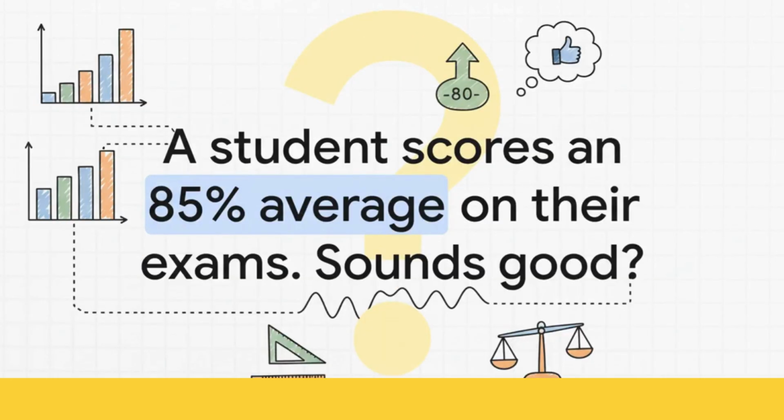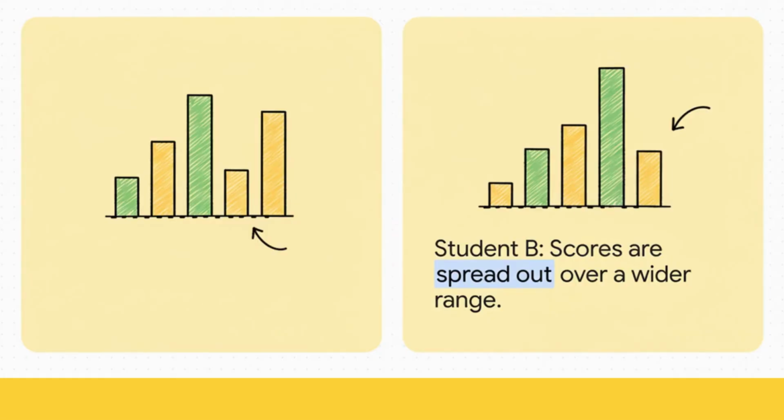Okay, let's kick things off with a scenario you've probably seen before. A student gets an 85% average on their exams. I mean, on the surface, that sounds pretty solid, yeah? A good, solid B. But is that number really telling us the whole story about how they're doing? And this is where it gets really interesting.